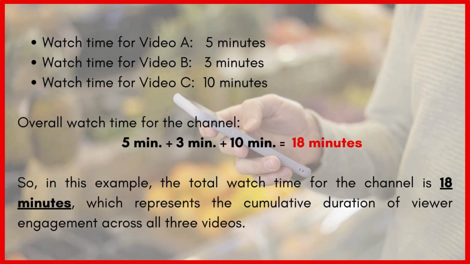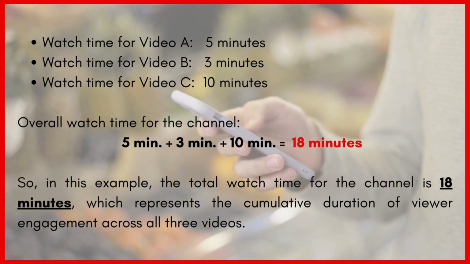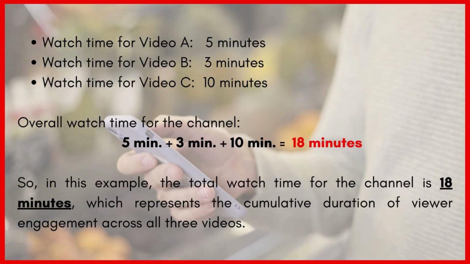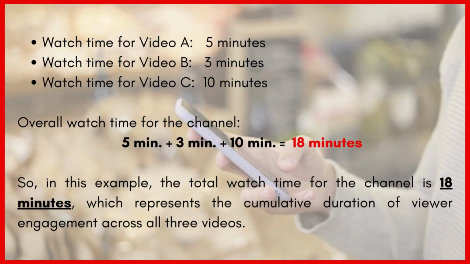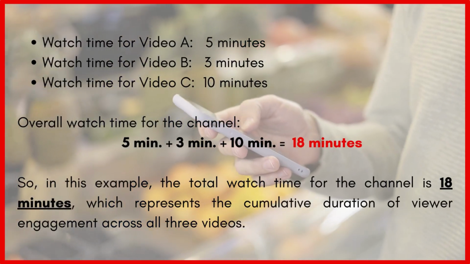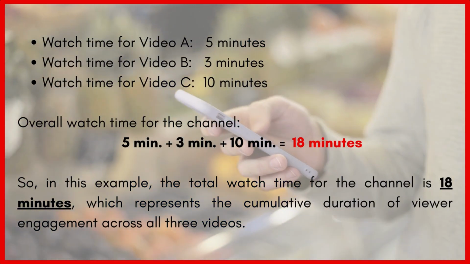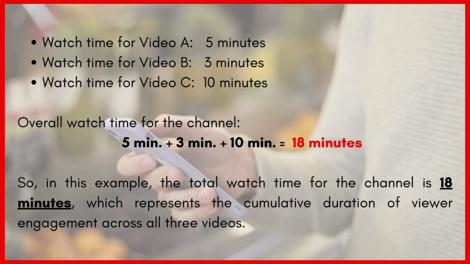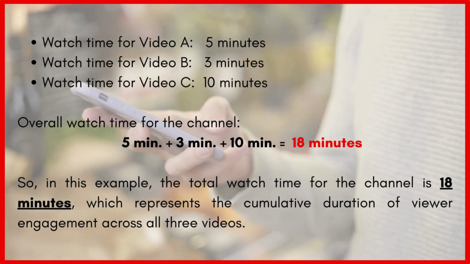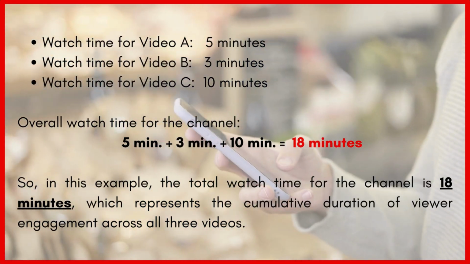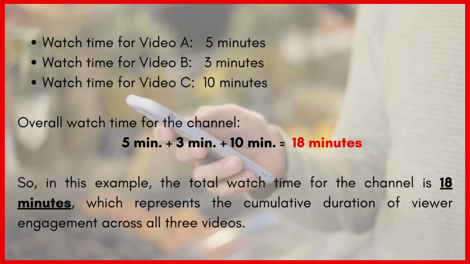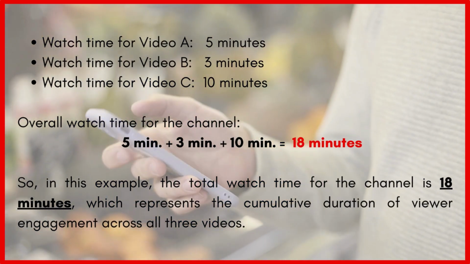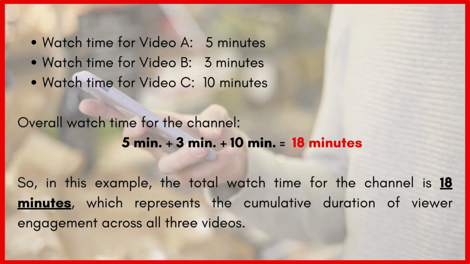Watch time for Video A is 5 minutes. Watch time for Video B is 3 minutes. Watch time for Video C is 10 minutes. Overall watch time for the channel: 5 minutes plus 3 minutes plus 10 minutes equals 18 minutes. So, in this example, the total watch time for the channel is 18 minutes, which represents the cumulative duration of viewer engagement across all 3 videos.